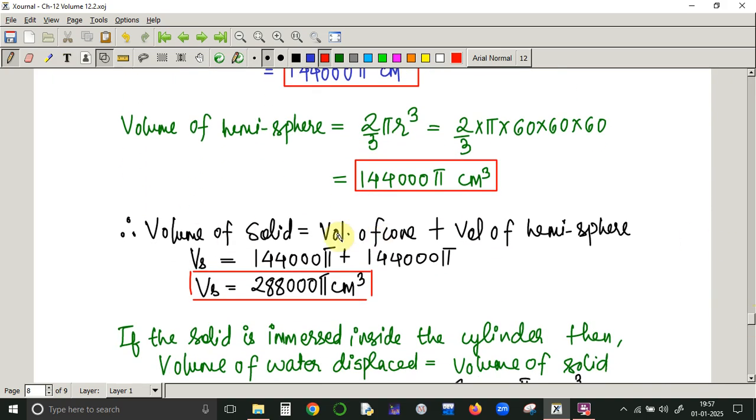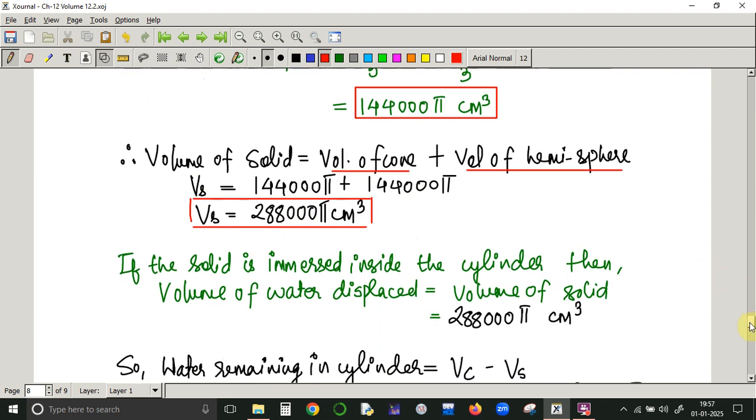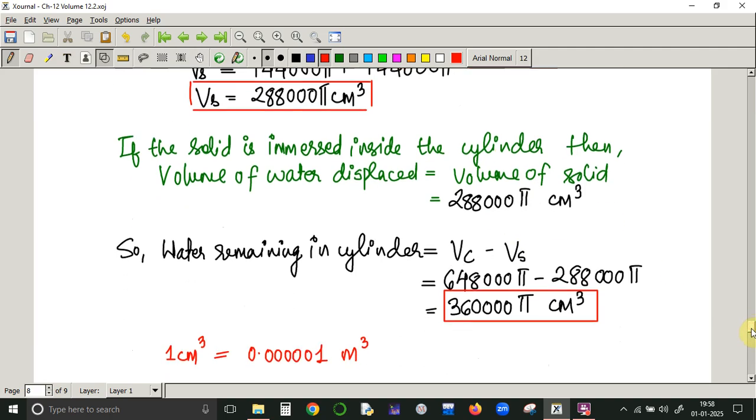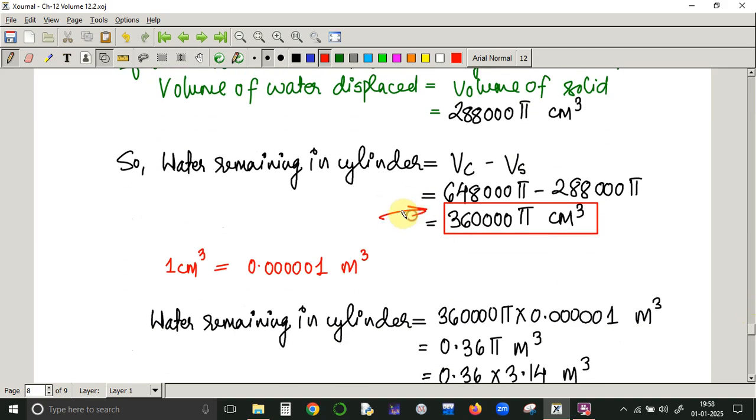So volume of solid is volume of cone plus volume of hemisphere. Add them, you will get this. If the solid is immersed inside the cylinder, then volume of water displaced is equal to volume of solid. This much water flows out. So water remaining in the cylinder is volume of cylinder minus volume of solid. This S is solid. Subtract it, you will get this answer.